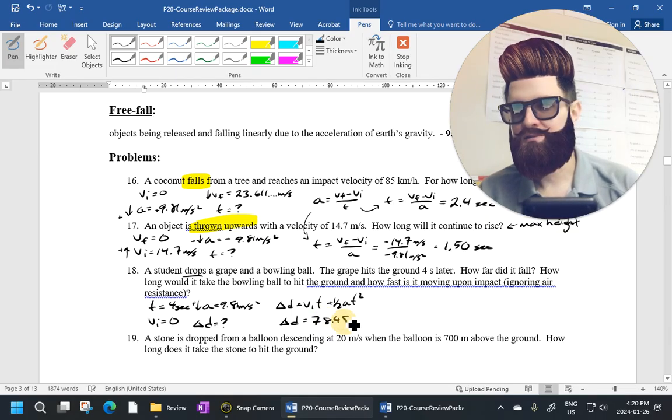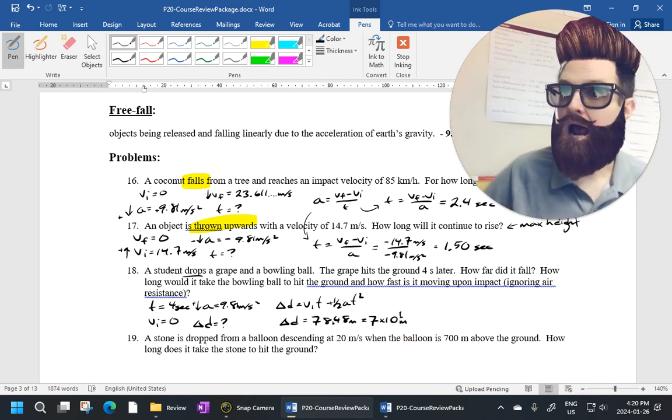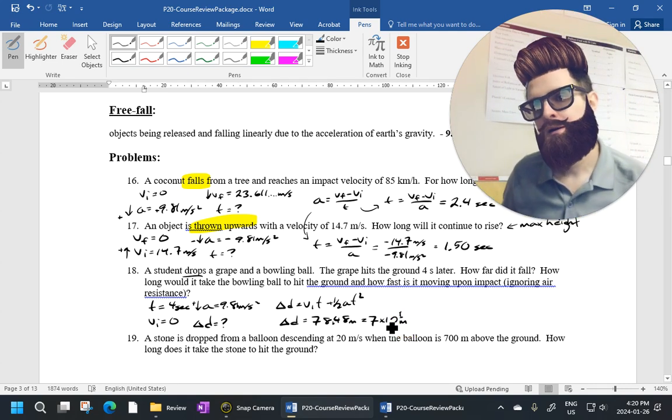That usually never happens, but 78.48, but that's 7 times 10 to the 1 meters. That's ridiculous. That's the way the cookie crumbles here. Okay.